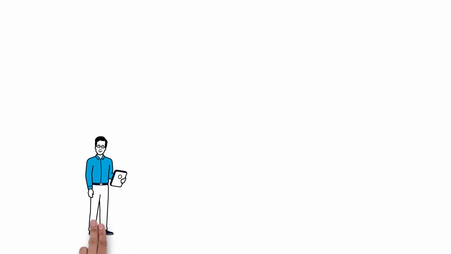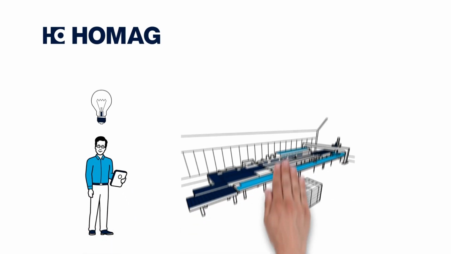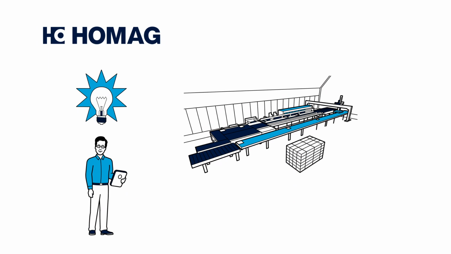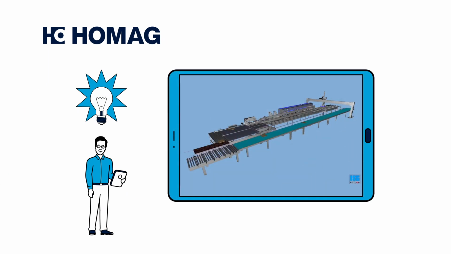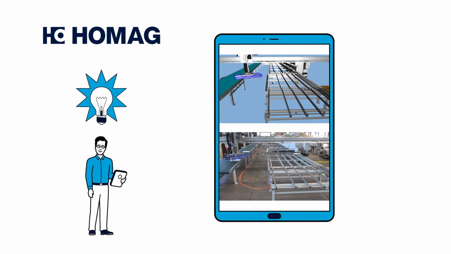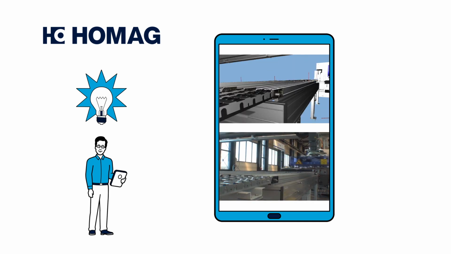Mr. Williams researches and sees that HOMAG has the solution. Real-time virtual commissioning of production units. With this innovative concept, all machine components are reproduced accurately in a 3D model that simulates the behavior of the machine using software. This creates a digital twin of the production plant. Mr. Williams is impressed and intrigued.